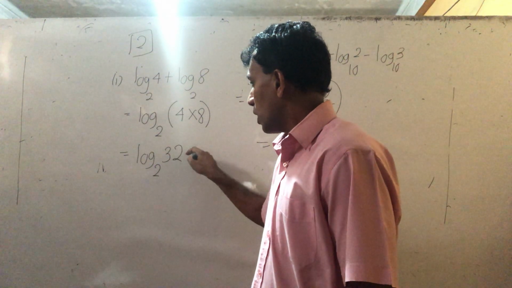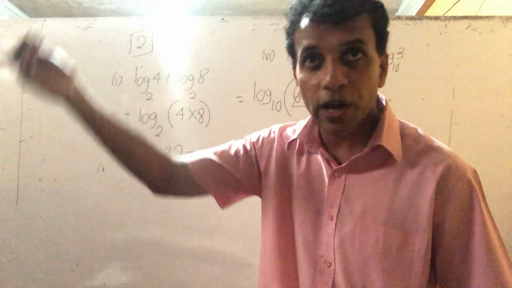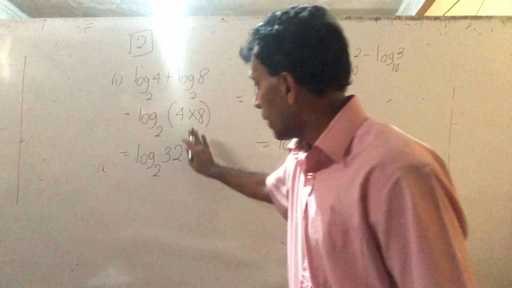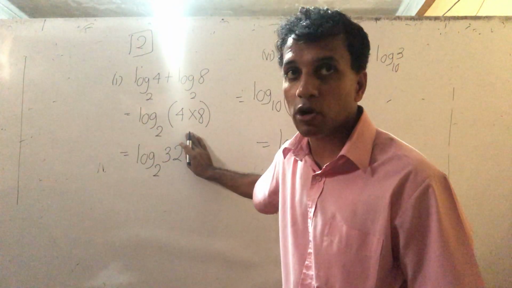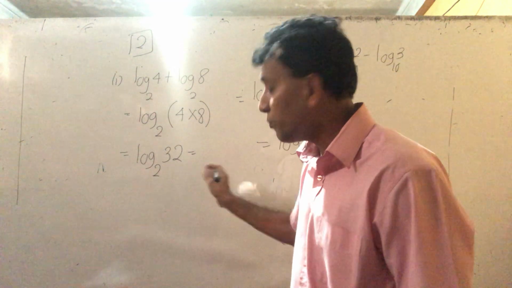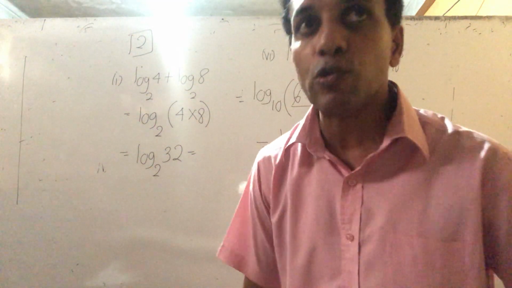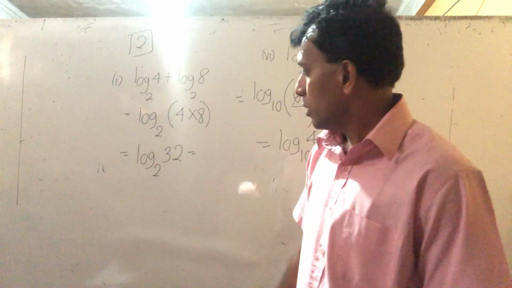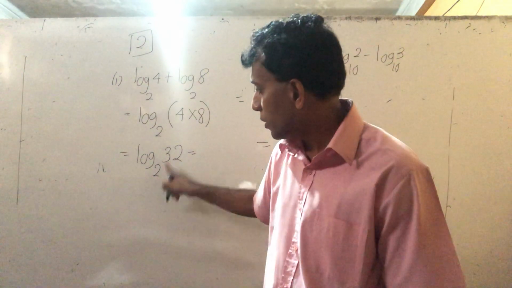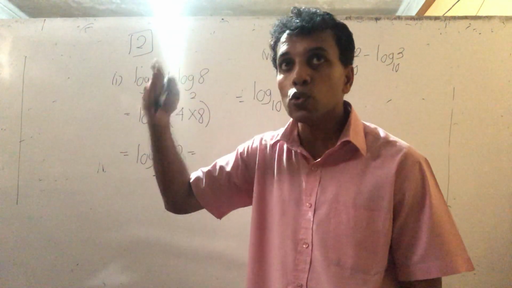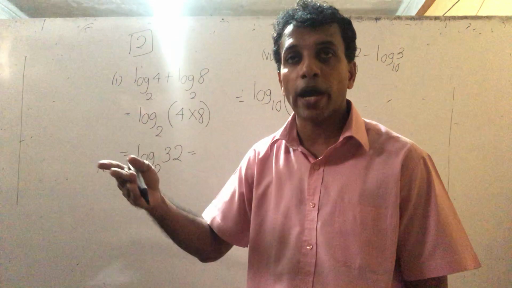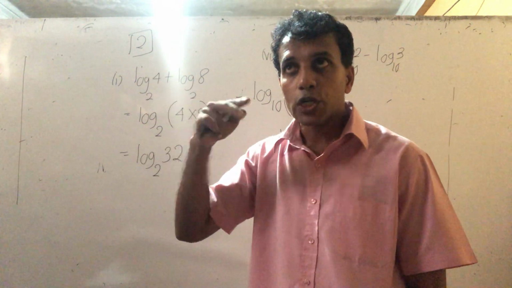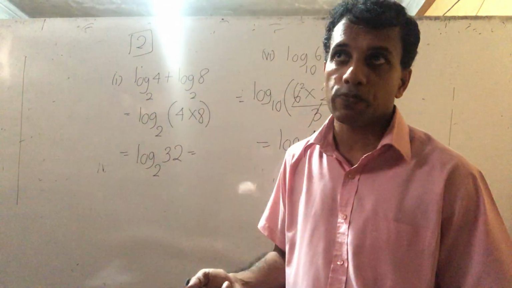In the earlier type 1 questions, the previous problems, we finished up to this. We ended that problem up to this. Now here you can simplify further. There's a value for this. If the base is 2 here, we can write the 32 as a power of 2. As the base is 2, what is 32? 2 to the power what is 32?